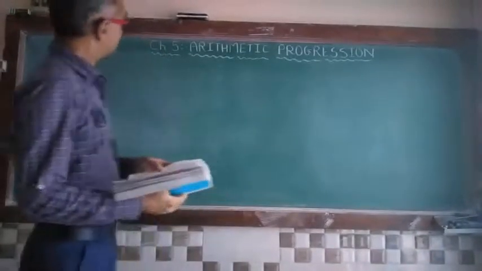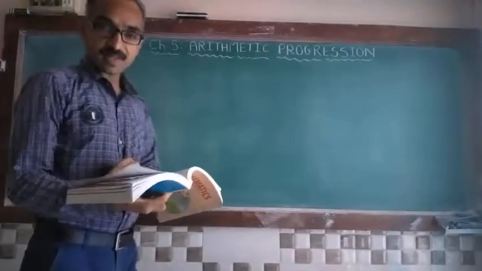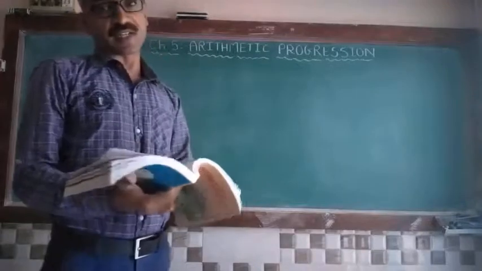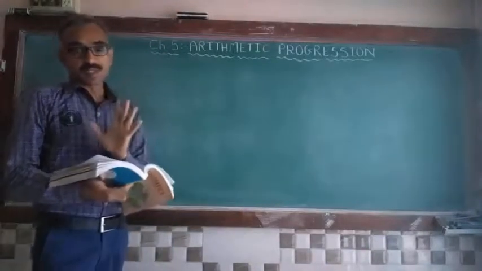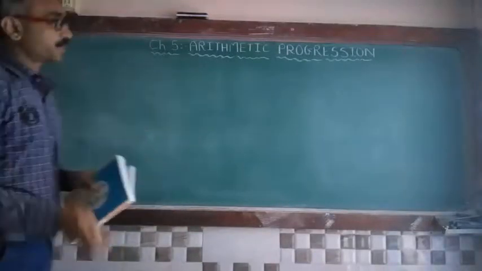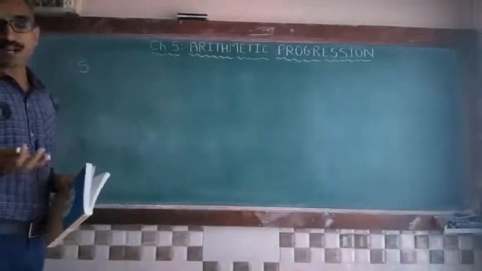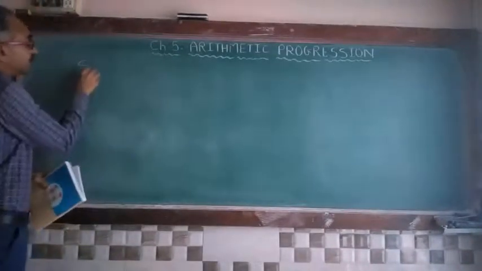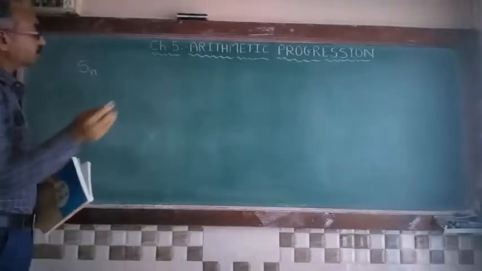Again, we are with chapter number 5, Arithmetic Progression, and today's topic is sum of the first n terms of an AP. So you have to find the sum of the terms which are given to you in your AP. So sum is denoted as S. And number of terms, how many number of terms? That means it is denoted as Sn. So Sn is your sum of the nth terms.